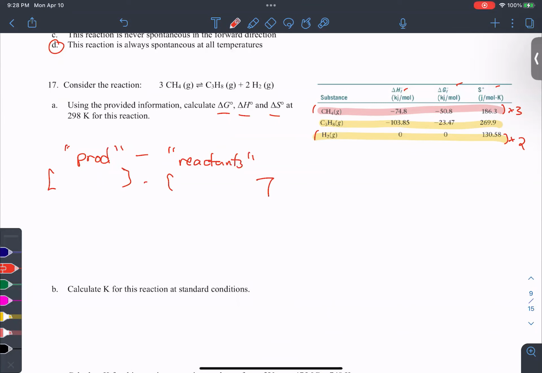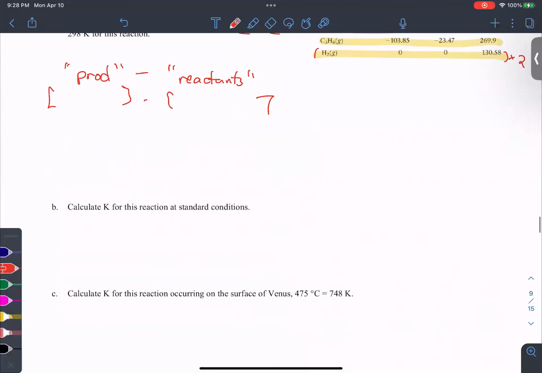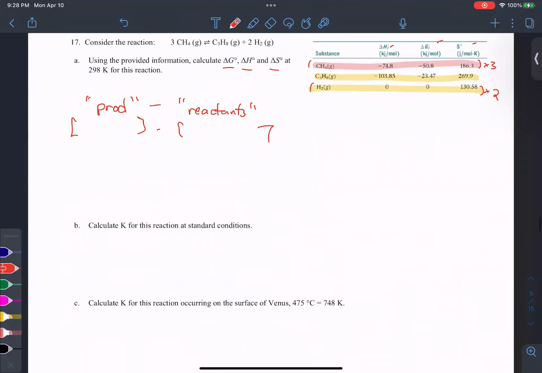Okay, but that's review. That's like 1210, products minus reactants. Now the new part is let's calculate the K, the equilibrium constant for this reaction, right? Because this is an equilibrium. So what thermodynamic piece of information is related to K? Delta G, yeah, it's on your equation sheet.